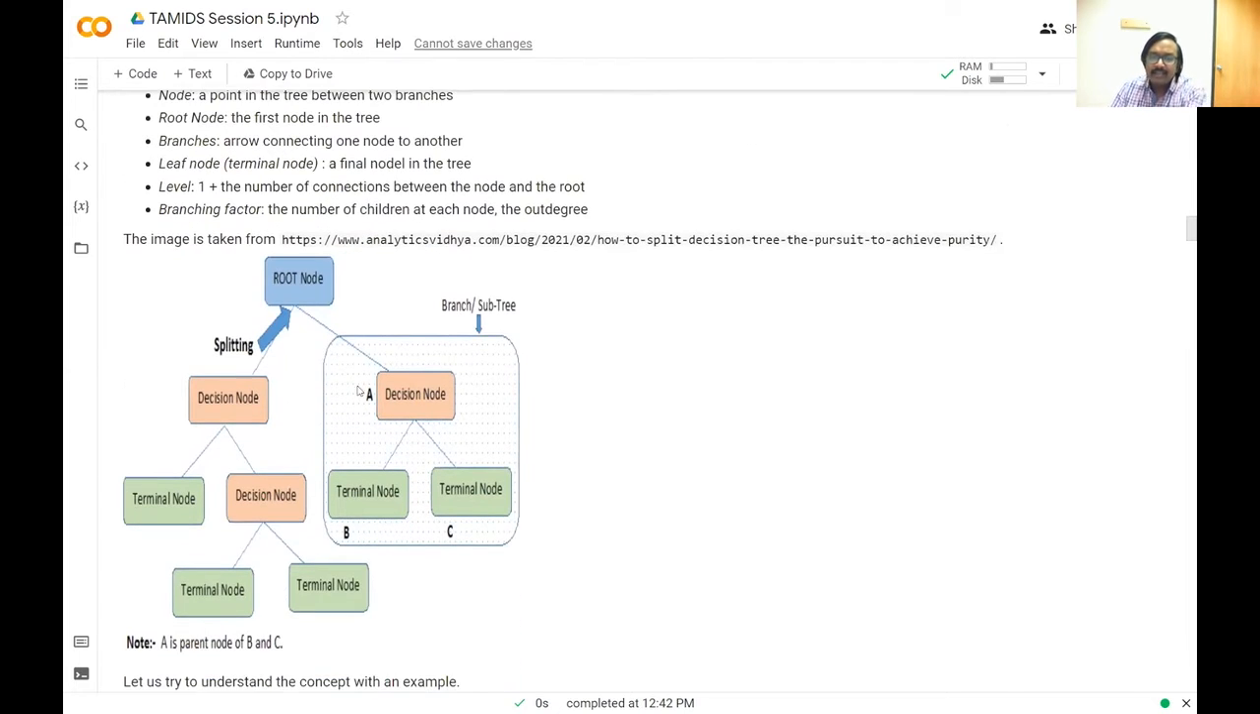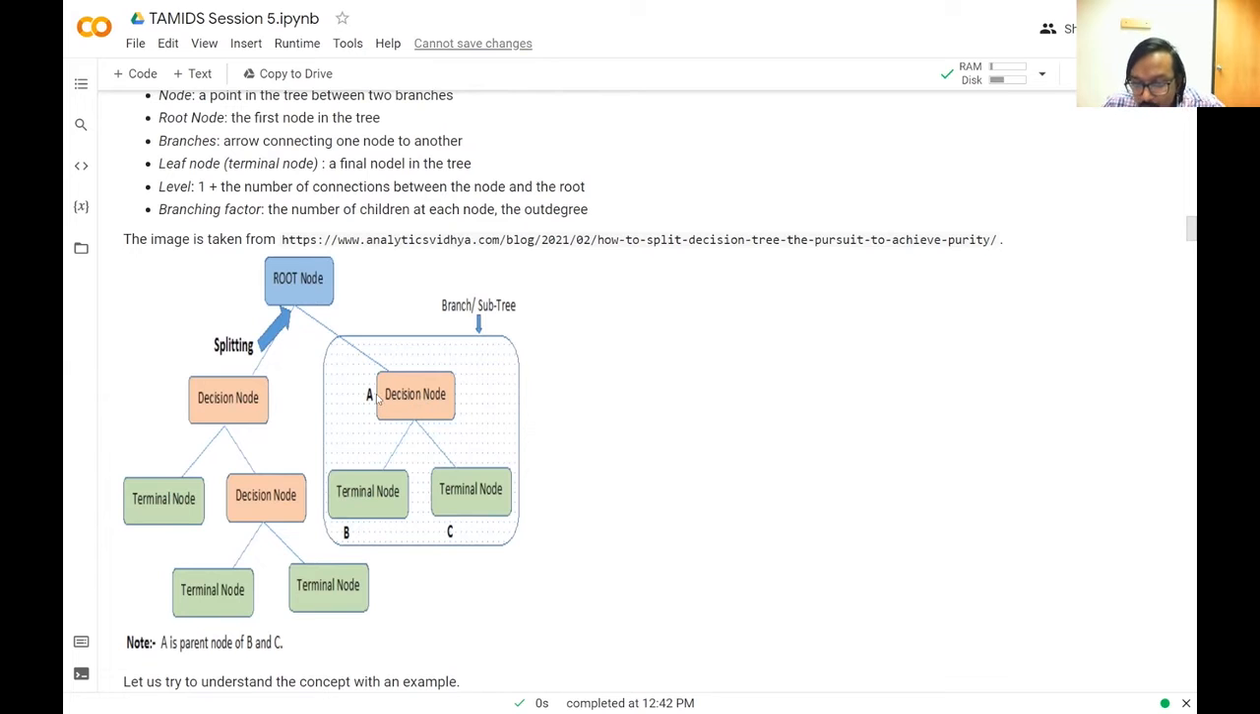Now, a tree has a lot of very important components. For example, these nodes are areas where we make certain decisions. So these are called decision nodes. The first node is called the root node. The last nodes are called terminal nodes. These are the outcomes. So these are the final groups that we achieve based on the tree. And these lines that join these nodes are called branches.